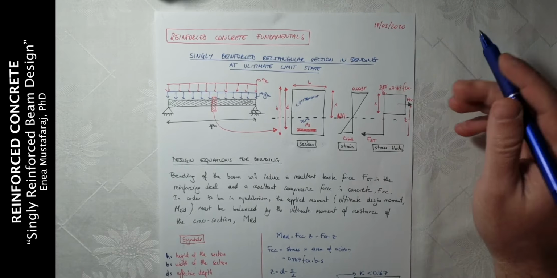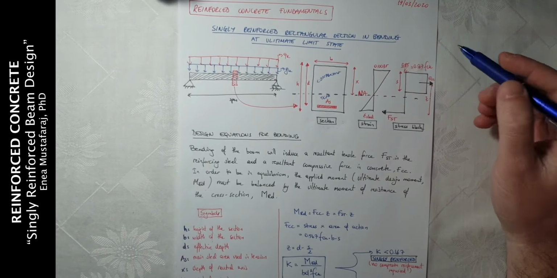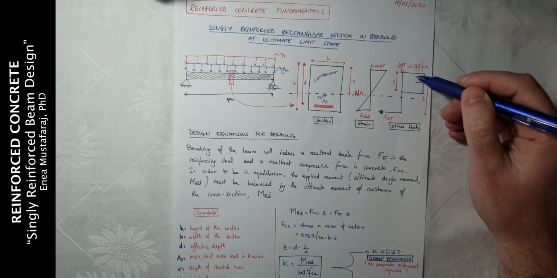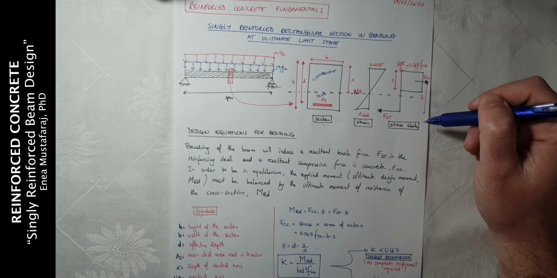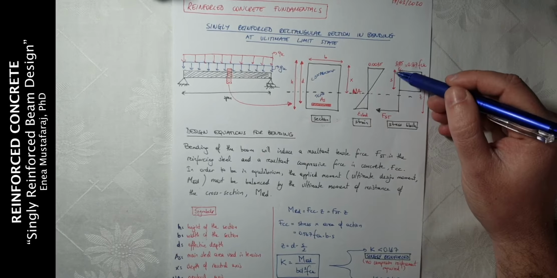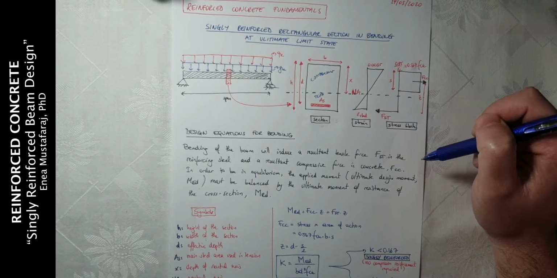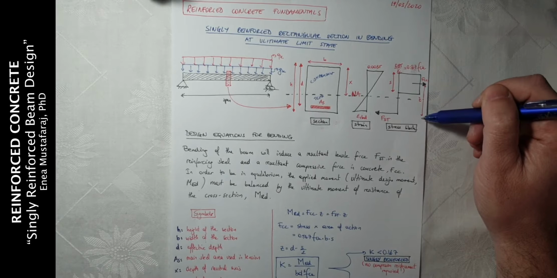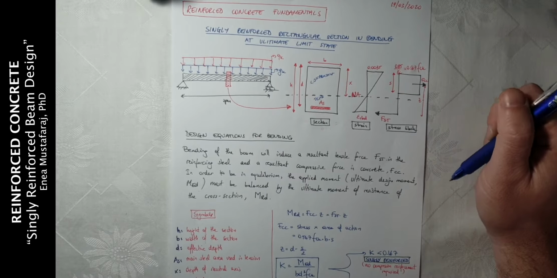In the stress block, the other dimension will be 0.567 FCK, which is one of the parameters that we are going to use for calculating the stress block, as well as S. What we should know is that the distance between FCC and FST will also be called the lever arm.